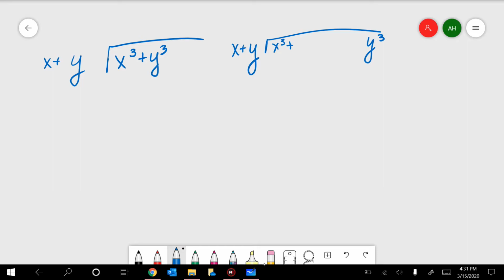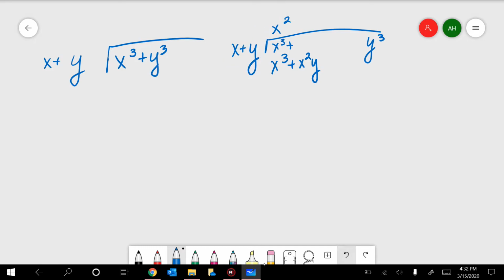If I start off, what do I have to multiply x by in order to get x cubed? I'm going to multiply that by x squared. So x squared times x is going to give me x cubed, and then I'm also going to multiply x squared times y. So I get x cubed plus x squared y. All I've done is multiply this up here by both of these over there. Good? All right.